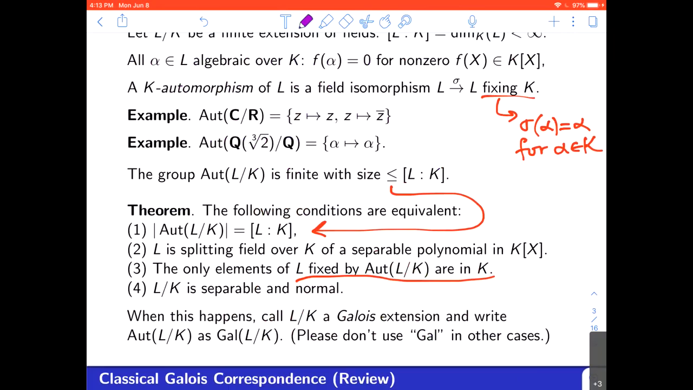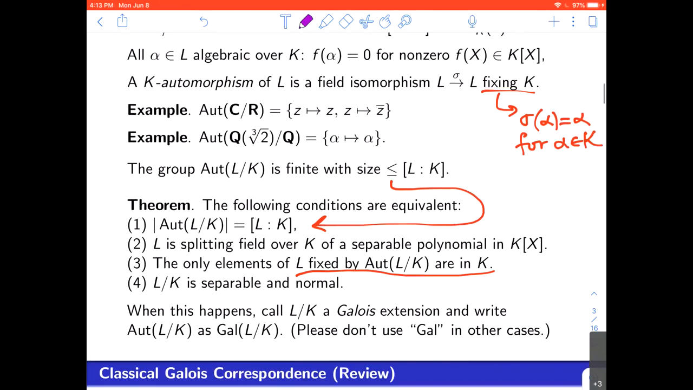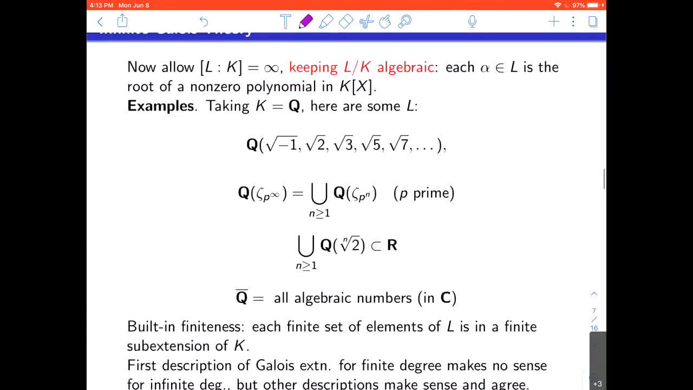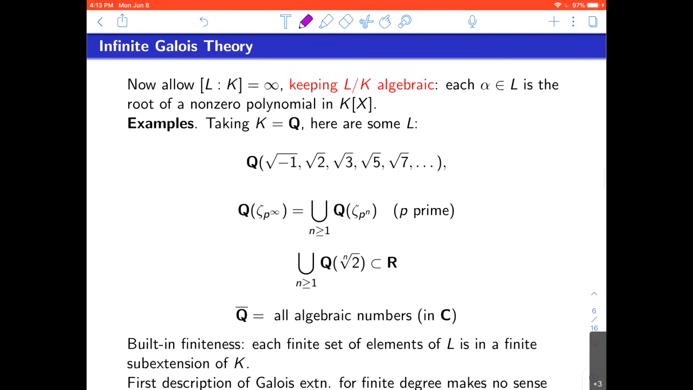On the other hand, property 2, being the splitting field of a polynomial, you're not going to get an infinite degree extension by doing that. But properties 3 and 4 don't actually make any direct reference to finiteness properties of the extension. And so they actually both work. And so that's how you define an infinite degree Galois extension, if you have an extension that's algebraic. So algebraic means it might be of infinite degree, but every particular element is still the root of a non-zero polynomial. So that kind of keeps it tied to the base field.